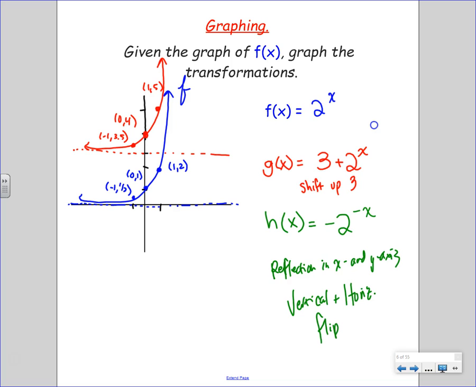Wait, if it's horizontal, wouldn't it be in the y? Because it isn't horizontal. Horizontal is going to be a reflection of the y-axis. It's flipping across the y. What's on the right goes on the left, what's on the left goes on the right. And then vertical is going to be flipping in the x-axis. So technically the order, oh, that's right. Vertical in the x, horizontal in the y.